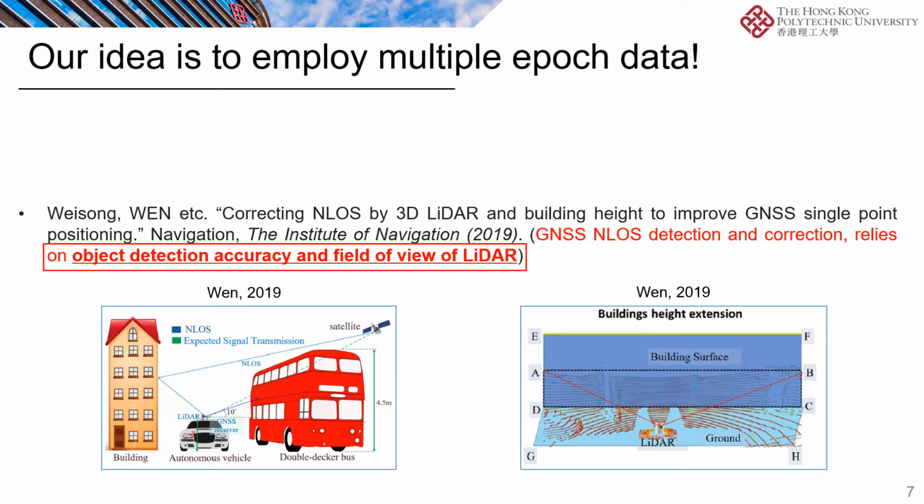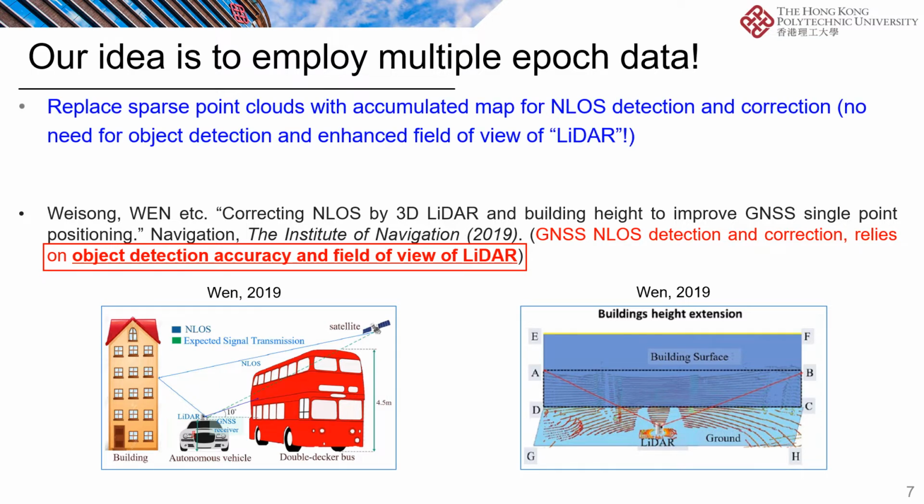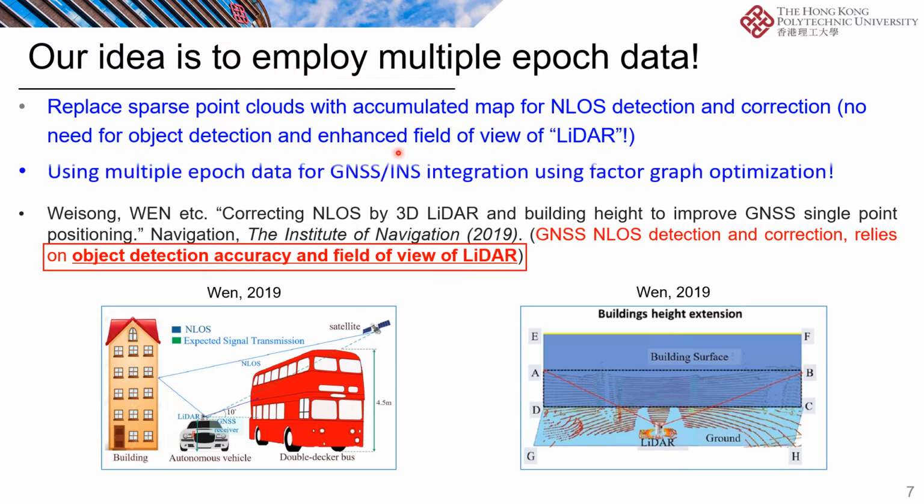Our idea in this paper is to exploit multiple epoch data. First, we replace the sparse point cloud with an accumulated map for NLOS detection and even correction. No need for object detection, and an enhanced field of view of LiDAR is obtained. Then we use multiple epoch data to integrate the rectified measurement and the INS measurement using factor graph optimization.